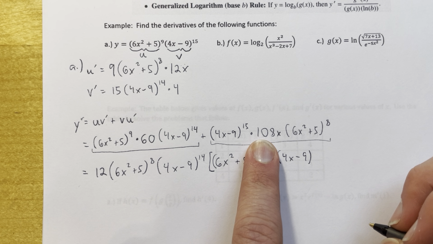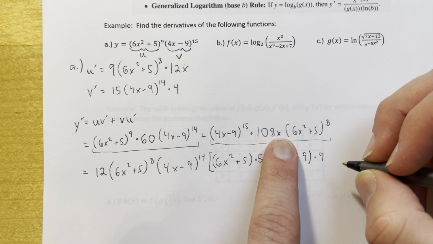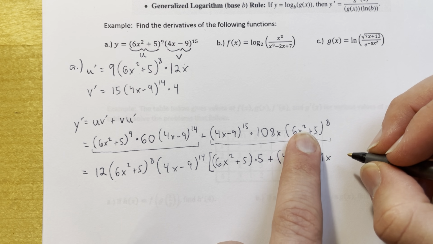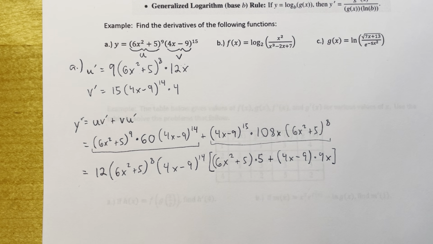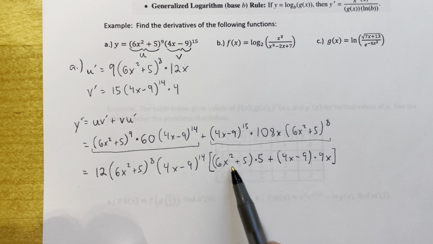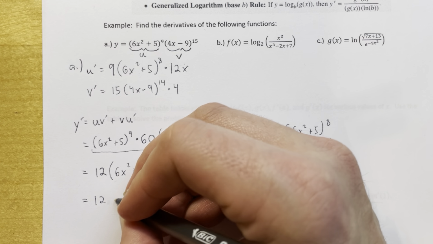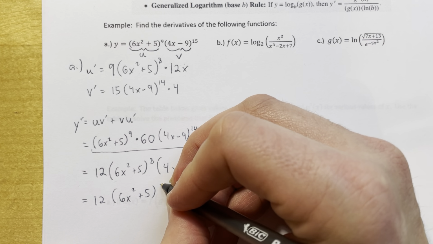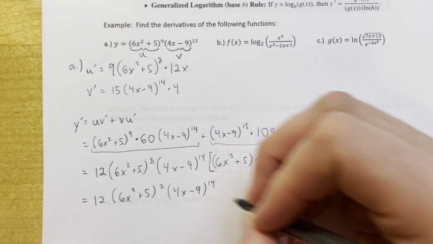108, I pulled out a 12. It leaves a 9 behind. This x didn't go anywhere, so there's a 9x there. But this (6x² + 5)^8, that whole thing factored out. Okay, so that's out here now. Finally, with what's left in here, I can simplify things down. So I have 12 (6x² + 5)^8 (4x − 9)^14.